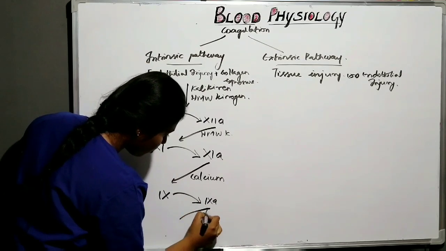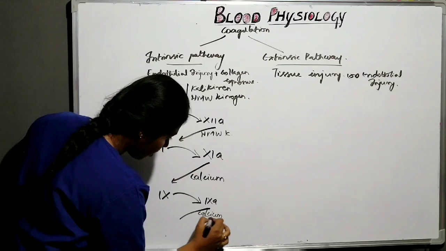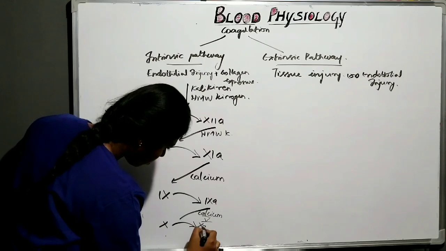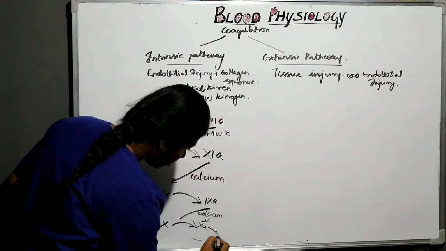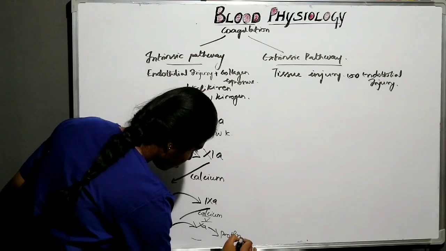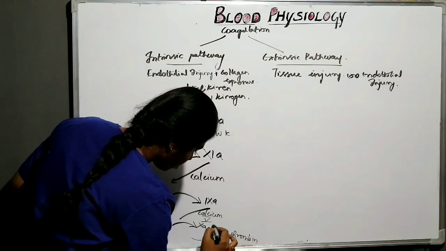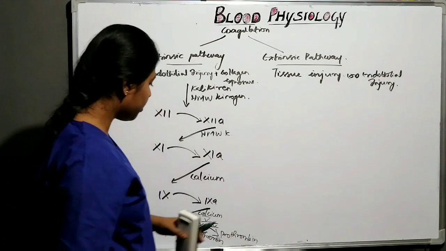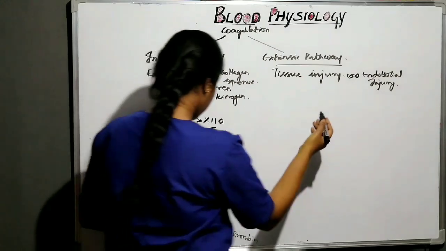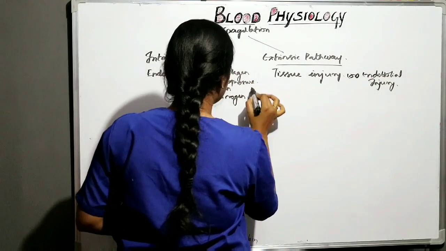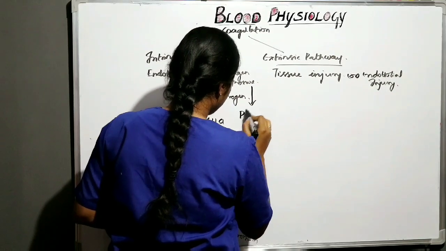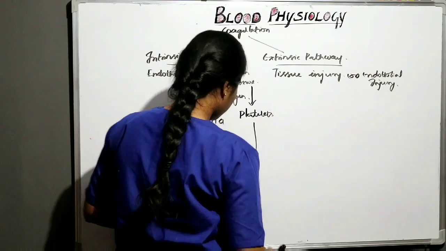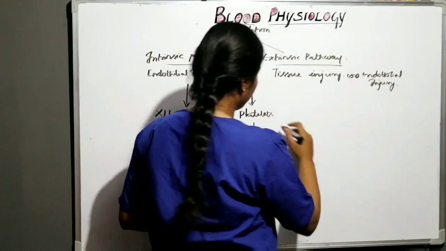Then in the presence of calcium and factor 5, it is converted, then it activates prothrombin and thrombin. Then we'll discuss the case of collagen exposure: platelets are activated, then it directly produces prothrombin.